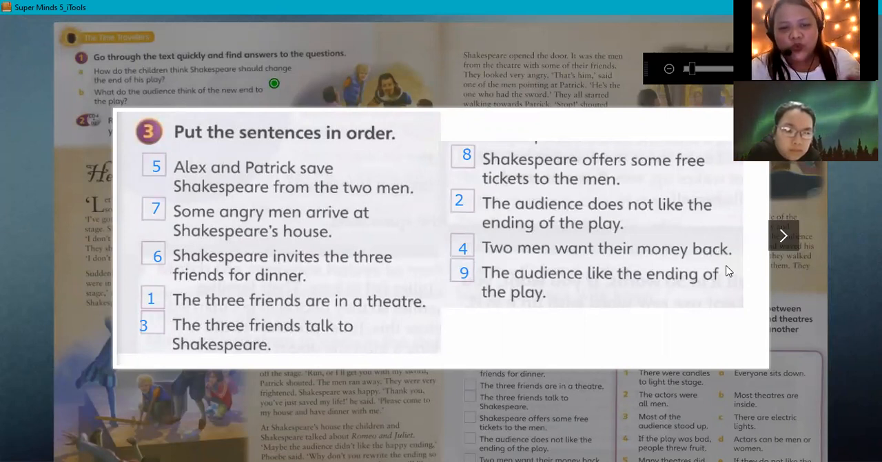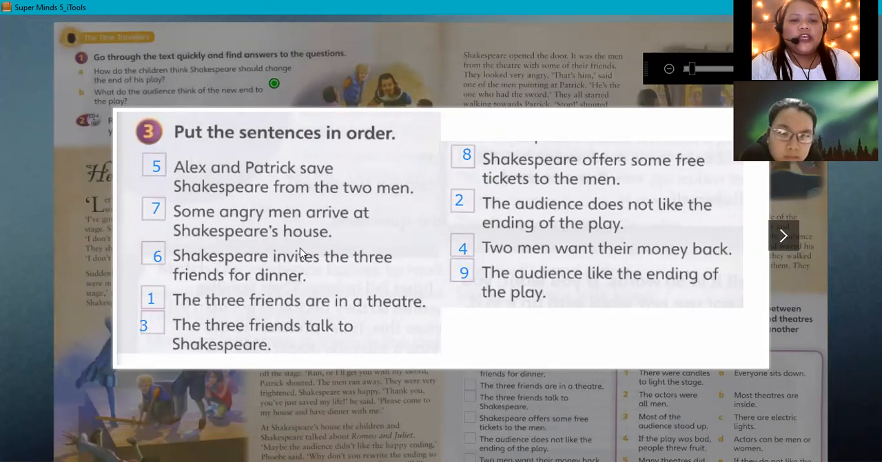They came into the theater because they are getting their money back because they were not satisfied with the play. And then Alex and Patrick save Shakespeare from the two men. Good. And then the sixth is Shakespeare invited the three friends for dinner. And then seven, some angry men arrive at Shakespeare's house. Yes, thank you for that.